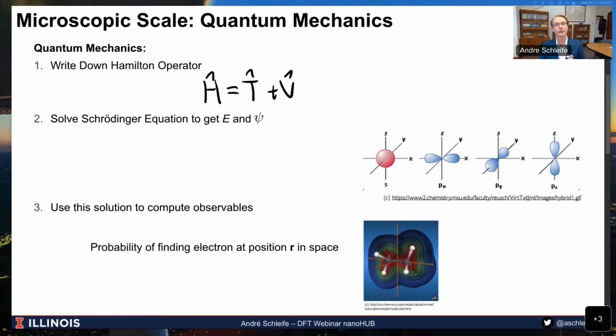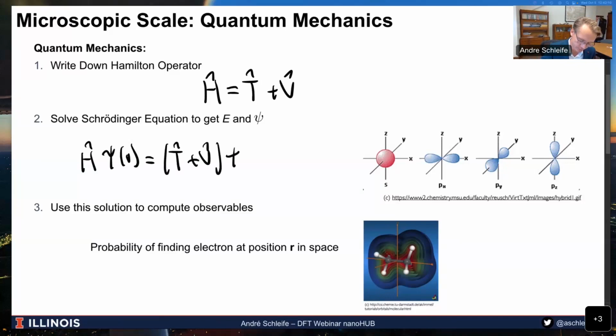Step number two is you want to solve the Schrödinger equation for this Hamiltonian. So I write down the time-independent Schrödinger equation here, which applies this Hamiltonian to a wave function. We can insert the Hamiltonian, which would lead to kinetic plus potential energy applied to the wave function. And that's equal to the total energy times the wave function. So that's the time-independent Schrödinger equation.